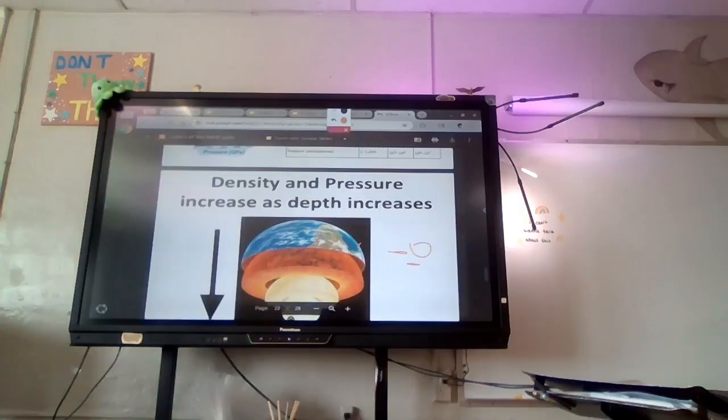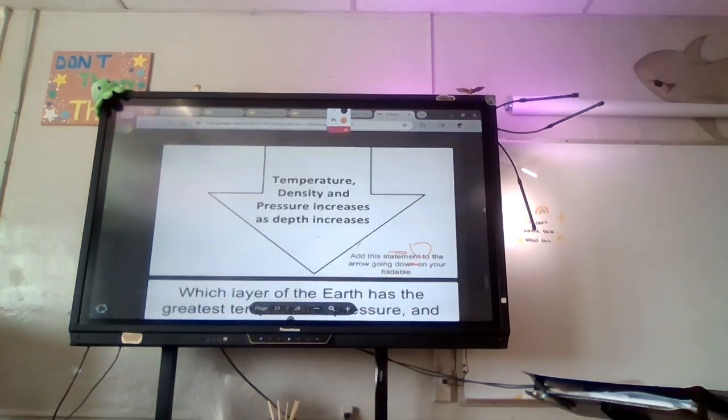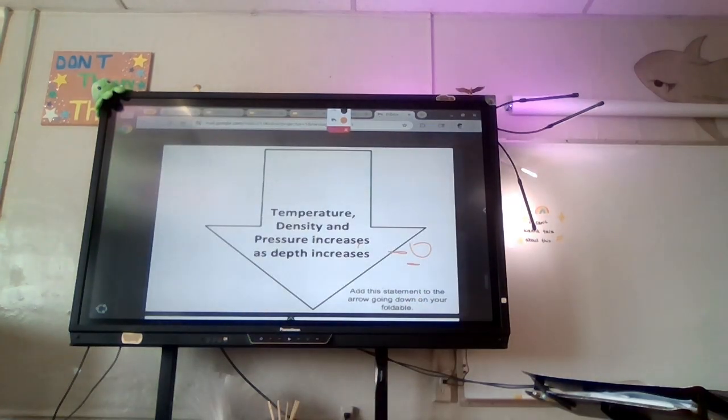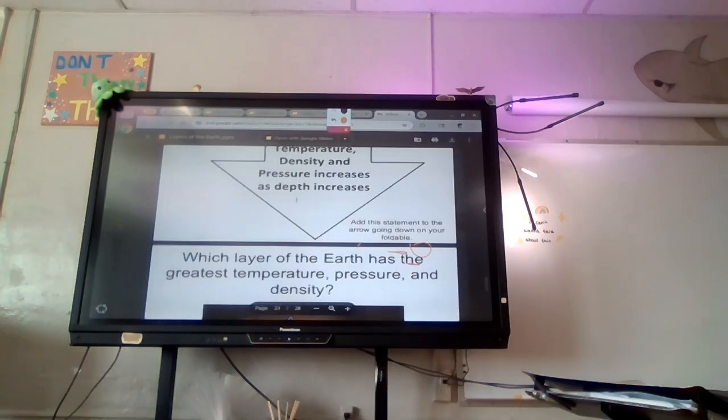And then here's another rule based on this table above. Density and pressure increase as depth increases. So you put both of those rules together and you have temperature, density, and pressure increase as depth increases, which kind of shows you how Earth acts and how plate tectonics happen.